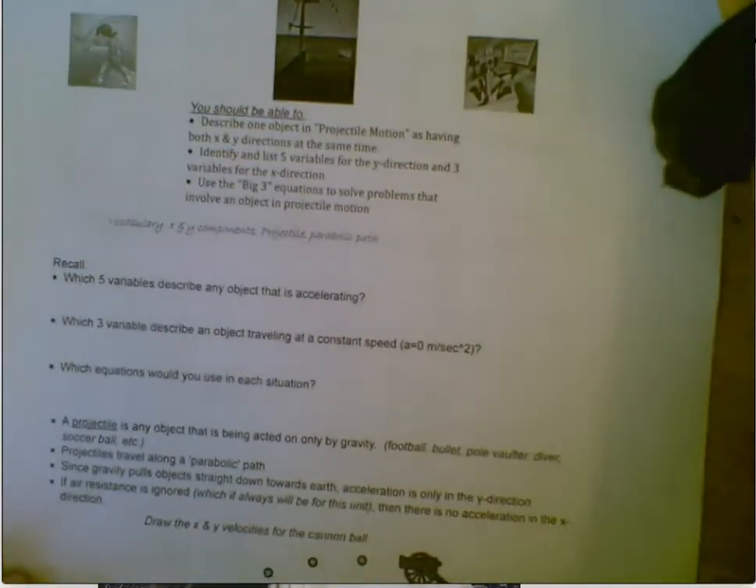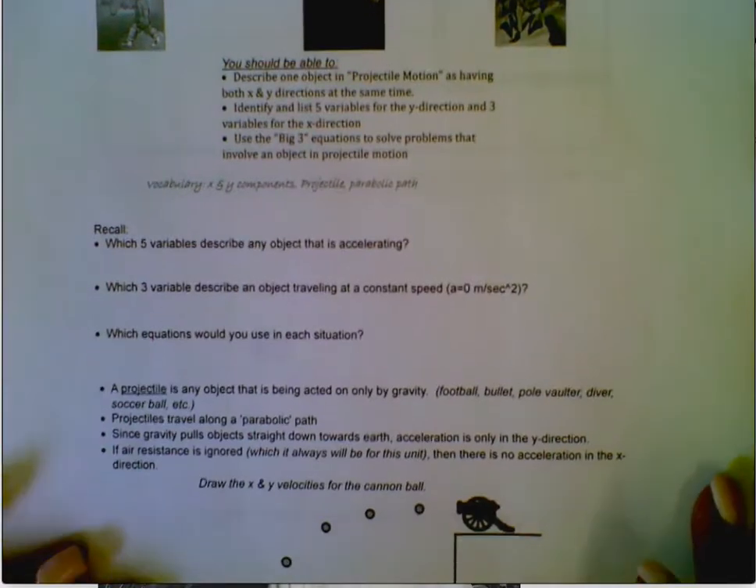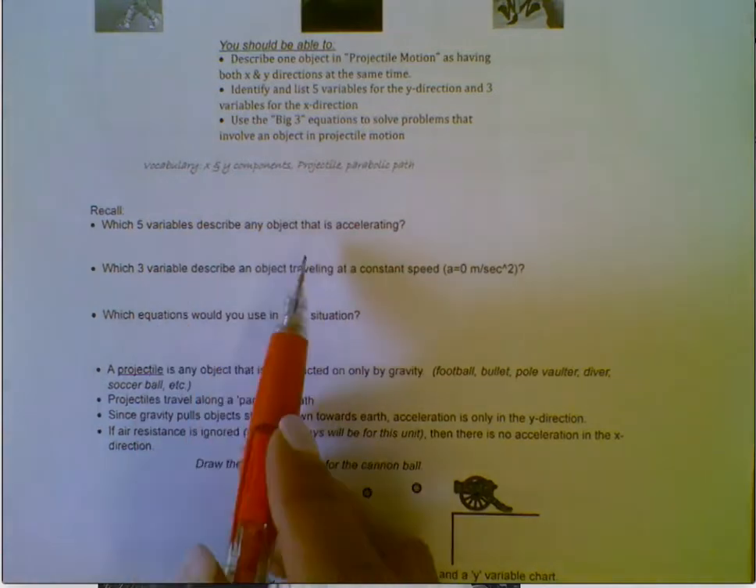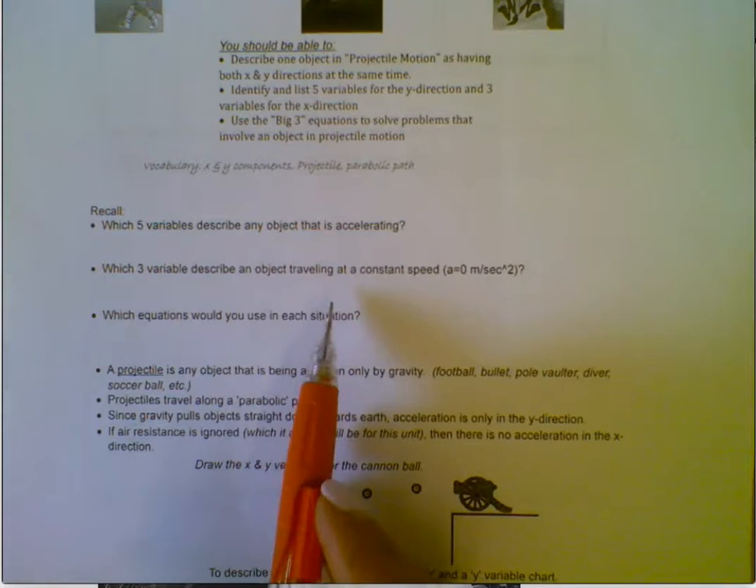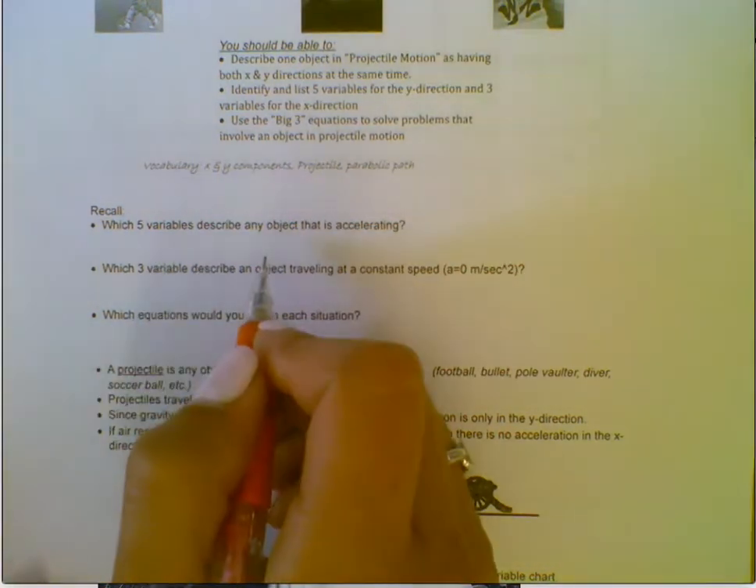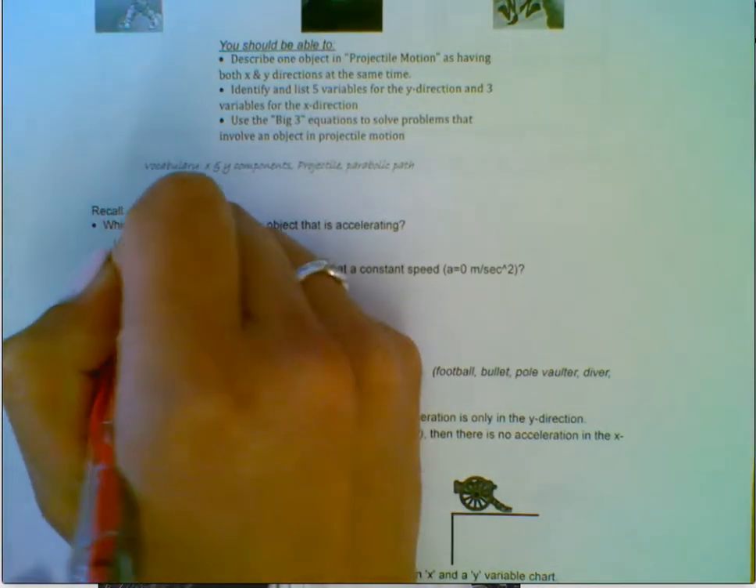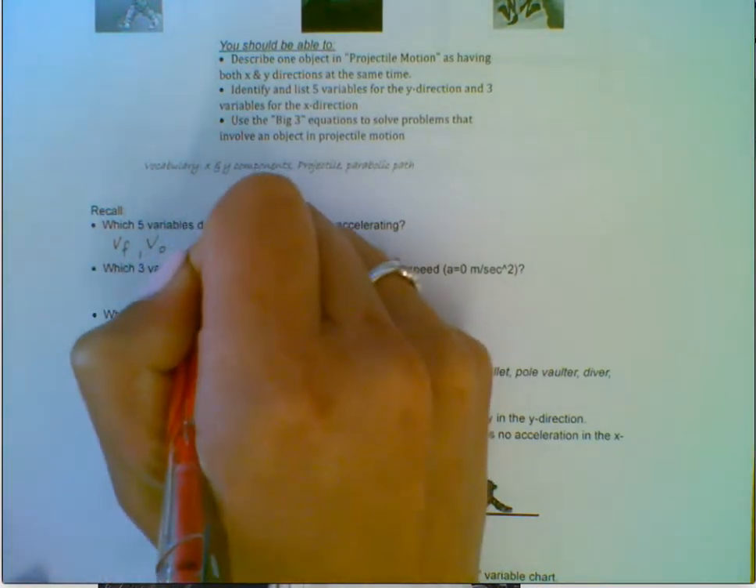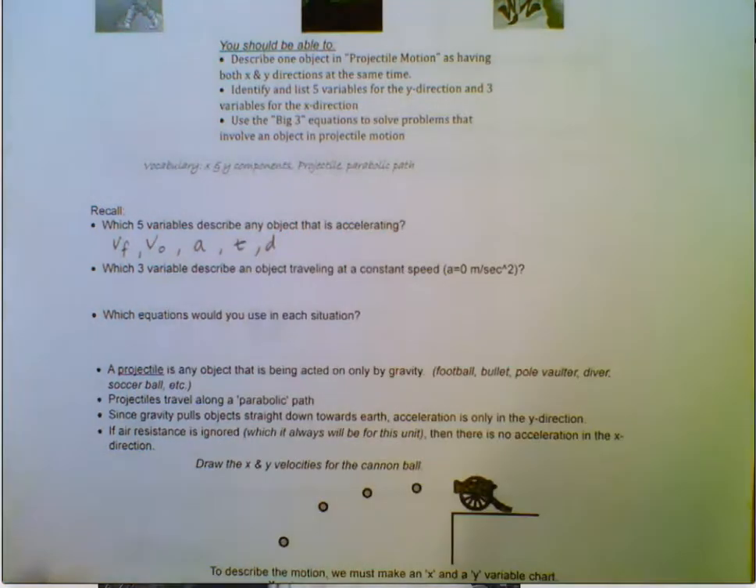First thing we need to do is just remember what we talked about in our last unit about which variables we use when things are accelerating versus which variables we use when things are at a constant speed. So I want you guys to just think about it for a second, write down the variables here, first for accelerating objects and then the three variables for objects at a constant speed. Okay, so pause the video, write them down if you can on your own, and if you can't, then I will go through them. All right, so things that are accelerating, okay, we have the final velocity, the initial velocity, acceleration, time, and displacement.